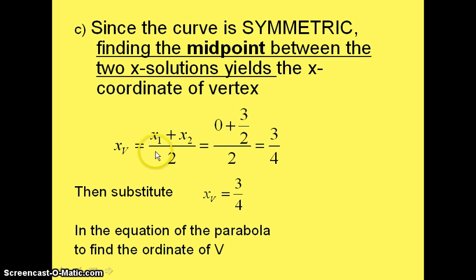The midpoint is the sum of the two terms over 2, 3 over 2. And then substitute it in the equation of the parabola, we find the second coordinate of the vertex.